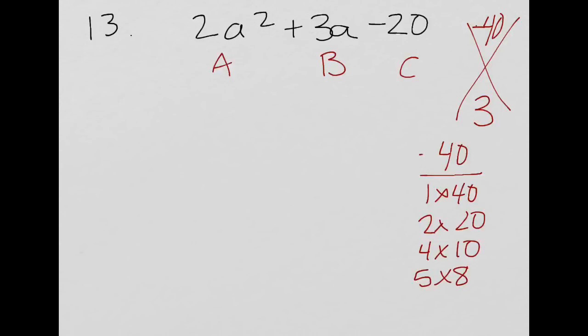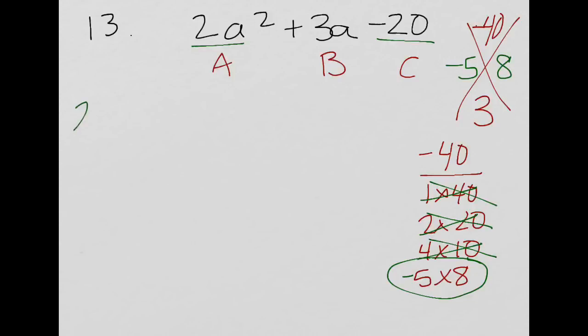So I'm looking for, this is negative, so one of these numbers has to be negative. I'm looking for a pair that adds up to 3. Well, I'm not going to get that from 1 and 40. I'm not going to get that from 2 and 20. And I'm not going to get that from 4 and 10. So this is my pair. Now I just have to decide which one's negative. If I need a positive 3, then the smaller number has to be negative, so the 5. So it's negative 5, positive 8.